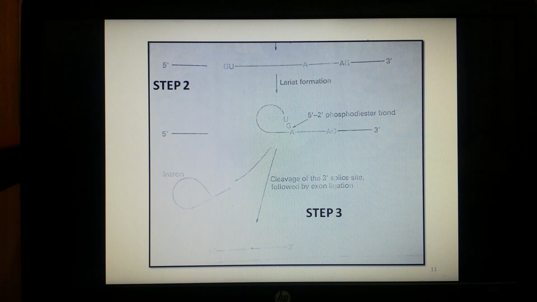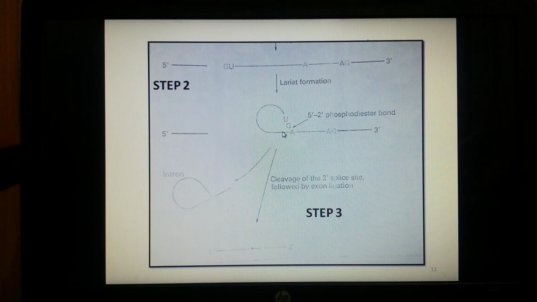So we will be discussing these terms, so I hope it is clear to you what these sites are. The second step after the cleavage of the 5' splice site is that, as you can see here, after this cleavage the resulting 5' end is free. What happens to this free 5' end is that it is attached to an internal site within the intron to form a lariat structure, and here you can see the lariat structure.